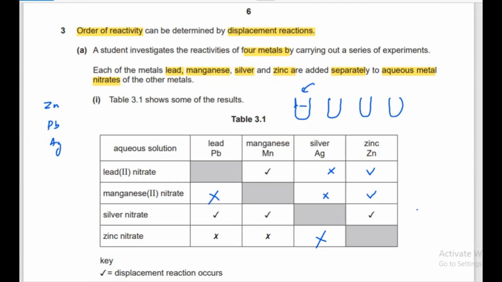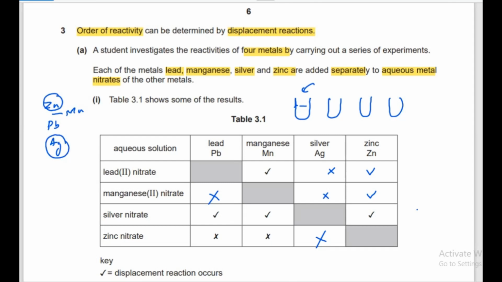If we look at manganese, when it reacts with lead nitrate, displacement occurs, meaning manganese is more reactive than lead. Zinc is more reactive than manganese, and zinc is more reactive than silver. So zinc is the most reactive metal and must be at the top. Silver is the least reactive and must be at the bottom.